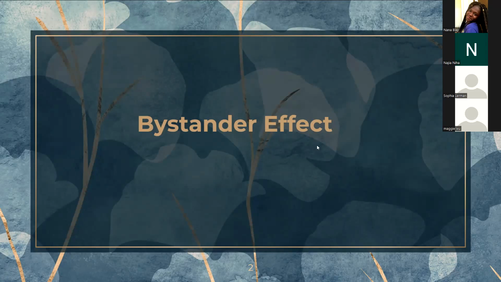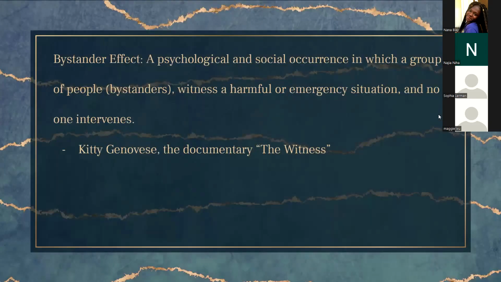This is the bystander effect. And we're going to start with Sophia, and she's going to talk about the bystander effect. Okay, so the bystander effect is basically a psychological and social occurrence in which a group of people see a bad situation happening, but no one intervenes. For example, you're on the train and you see someone getting harassed, they're shouting at them, and everyone is aware that the situation is happening, but no one steps in and helps that person out, so nothing ends up happening.